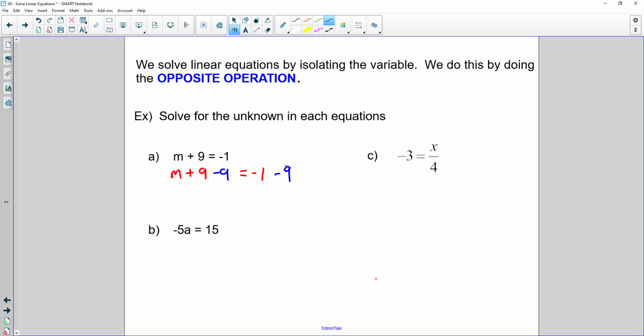Now when I do that, on the left, plus 9 and minus 9 are going to cancel out, so I'm left with just m. And on my right-hand side, I have negative 1 minus 9, which is going to be negative 10.